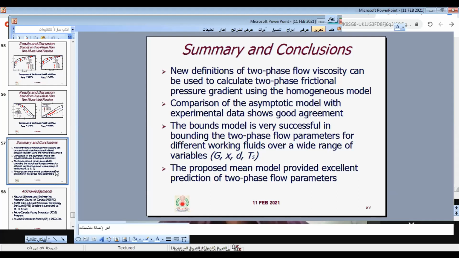And the last model that I show today is the bound model, which is very useful in bounding the two-phase parameter for different working fluids over a wide range of variables such as mass flux, mass quality, pipe diameter, and saturation temperature. And the proposed mean model, which is an arithmetic average of lower bound and upper bound, can provide excellent prediction of two-phase flow parameters.